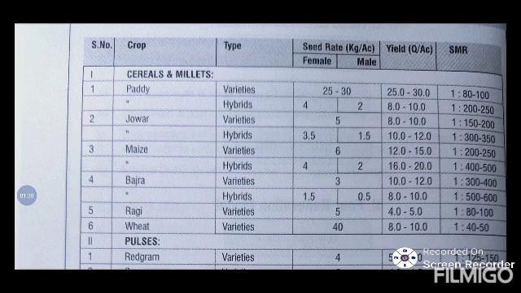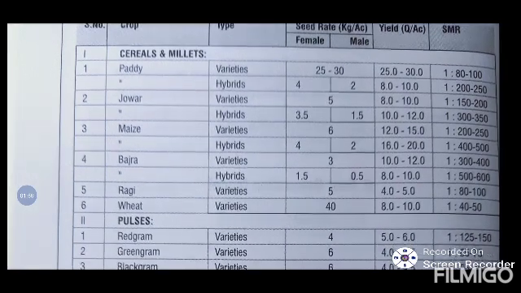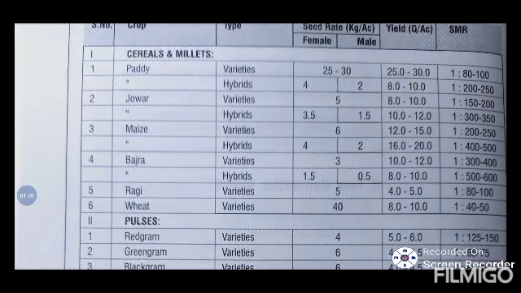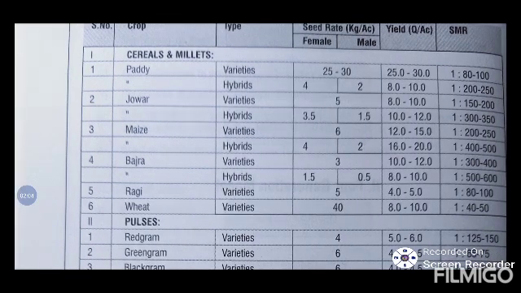If we talk about jowar varieties, for varieties the seed rate is 5 kg per acre, then yield is 8 to 10 quintals per acre and the multiplication ratio is 1 is to 150 to 200. When we talk about hybrid jowar, it is 3.5 kg for female and 1.5 kg for male.